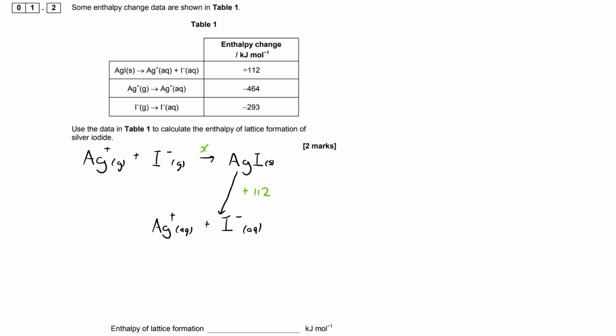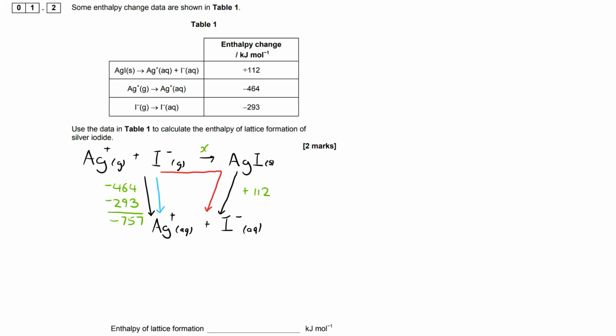Now from there, I also have the equation for AgI breaking down to Ag+ and I- aqueous, and I've got an enthalpy value for that. So I'm going to build that into my cycle. I can then complete my cycle because I've also got the values for the gaseous ions going to aqueous ions, and I've put those in on the left-hand side. We now have the complete cycle and all of the data that we need to calculate x.